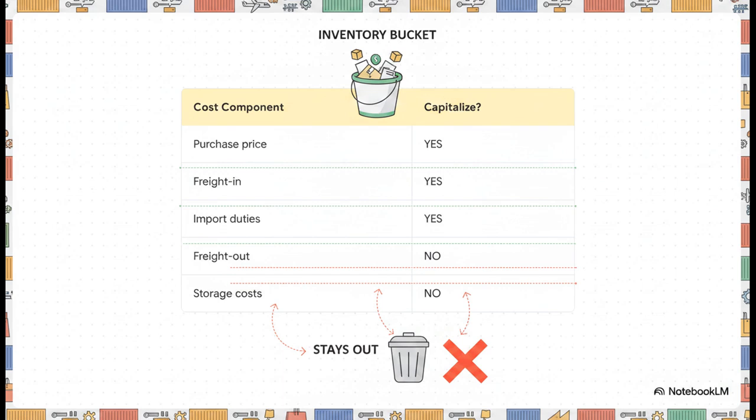But what about freight out to your customer? No way. That's a selling expense. Post-production storage, general administrative costs, and abnormal waste? Keep those out of the bucket entirely.